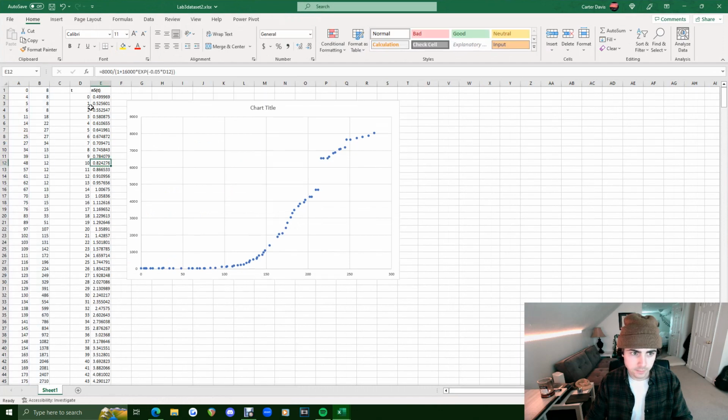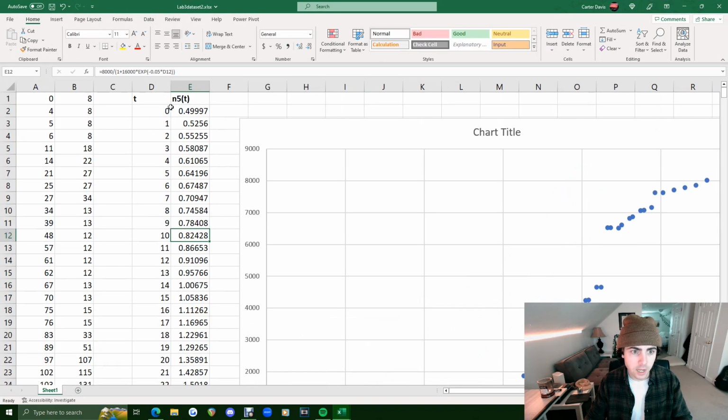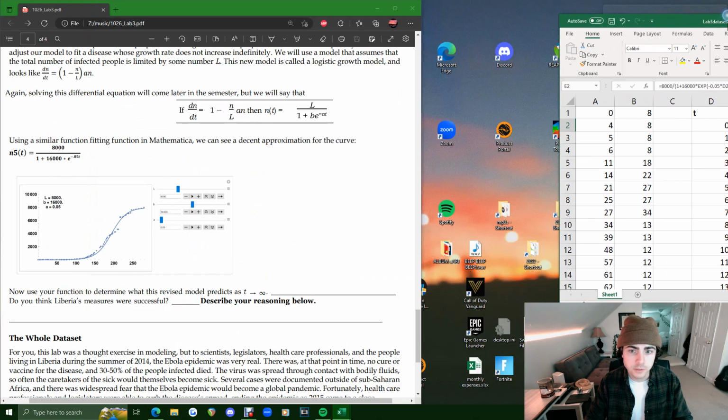Again, I don't think they explicitly ask you to do the whole column with t values and n5 here, but I did it anyway to kind of understand the data here. So we do t values. I just did 0 to a few hundred, like 300 or 400, whatever, and then input the function that they give you. Let's do the side by side.